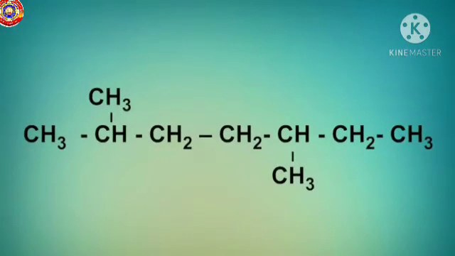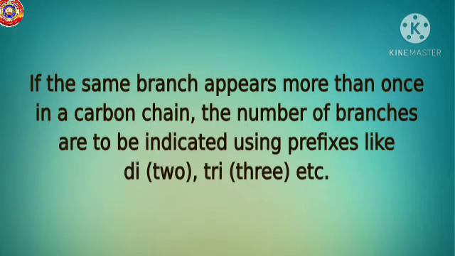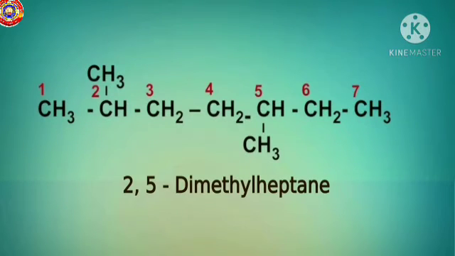So children, see, in this compound, the methyl radical came twice as branch, right? So according to the rule, in the nomenclature of hydrocarbons with more than one branch, the prefix di is used if the same branch appears twice and the prefix tri is used if the same branch comes 3 times. Therefore, the IUPAC name of the compound is 2,5-dimethyl heptane. So remember children, the prefix di is used if the branch appears twice.